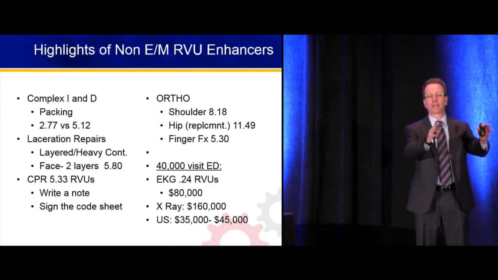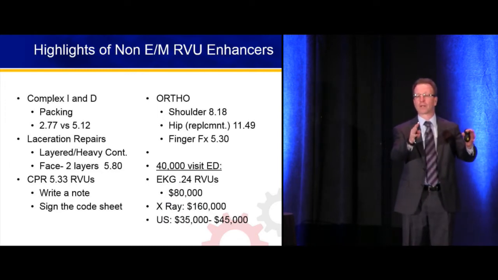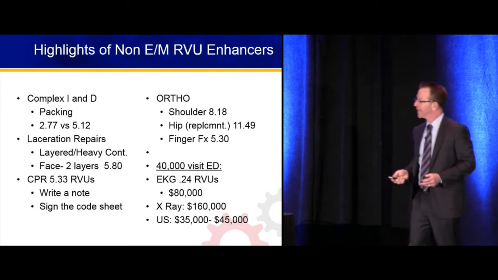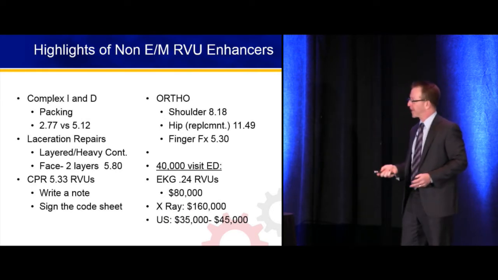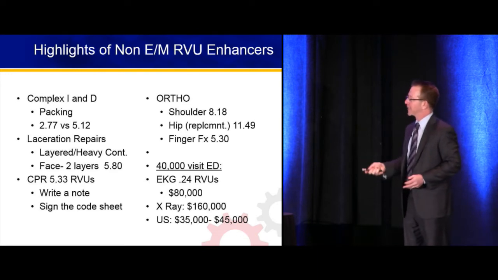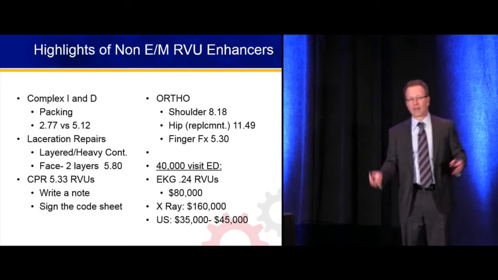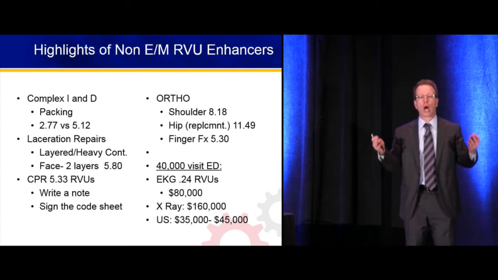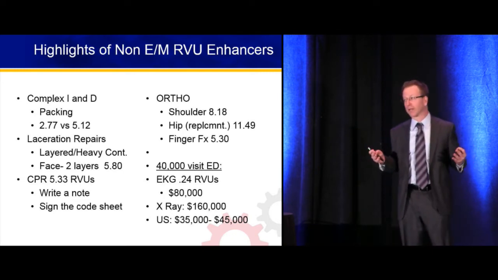We've talked about 99281 and 99285 and how important, in particular, that 99285 is, with 40% of our RVUs coming from it. We've talked about benchmarking critical care. Let's spend a little time optimizing that third bucket. There are about half a dozen ways that ED physicians typically undervalue our high complexity work at the bedside.